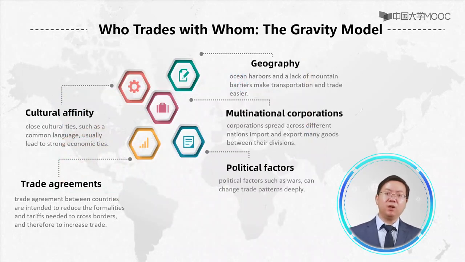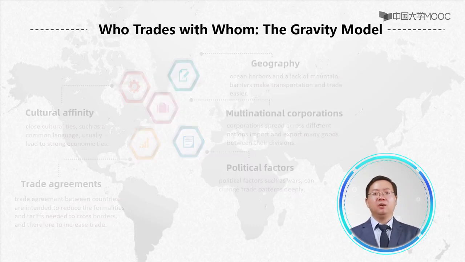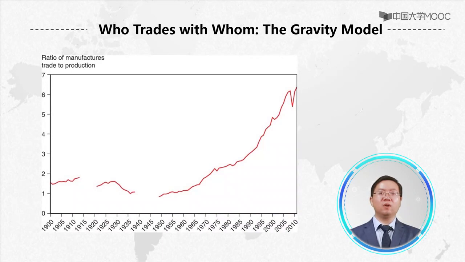The fifth is political factors, such as wars, which will affect trade relationships fiercely. For example, the two world wars have affected world trade deeply. Figure 5 shows the ratio of world exports of manufactured goods to world industrial production from 1900 to 2010. From this, we can find that from 1900 to 1930, world trade expanded consistently, while it suffered a sharp decline due to the two world wars and the Great Depression.